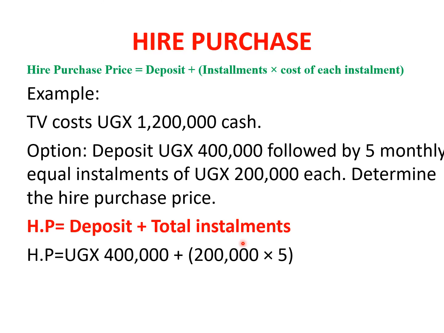And then when we substitute here, we have the deposit, which is 400, plus 200 times 5. Then I get 400, plus 1 million, and I get a total of 1 million 400,000. This is all about hire purchase.